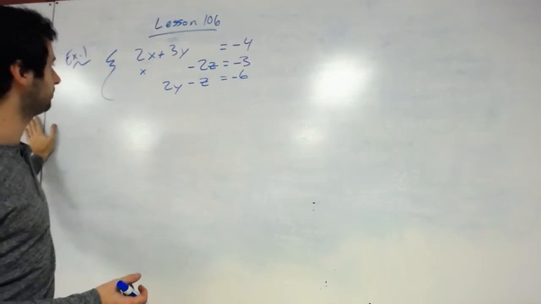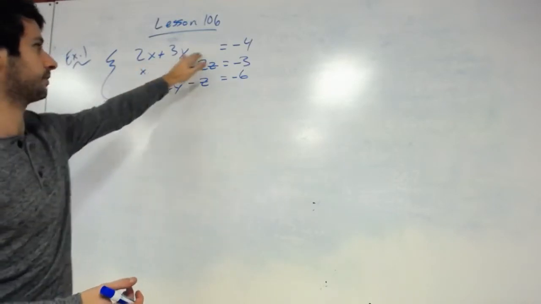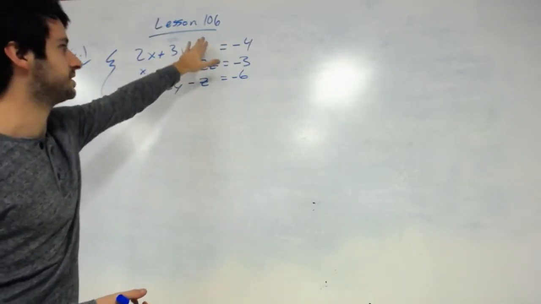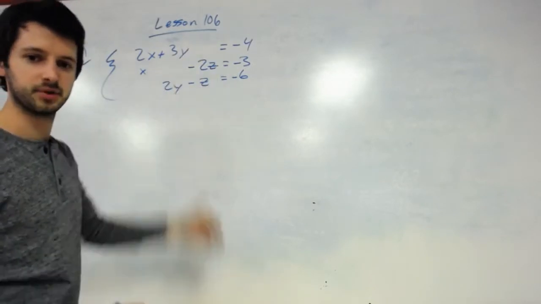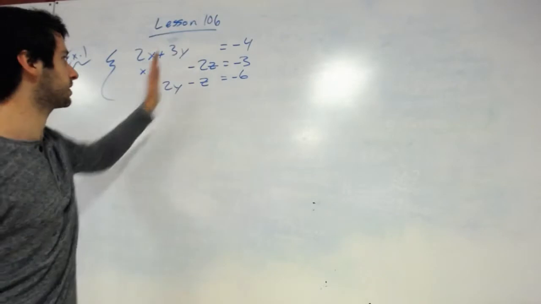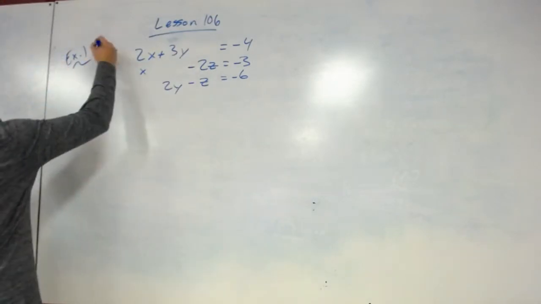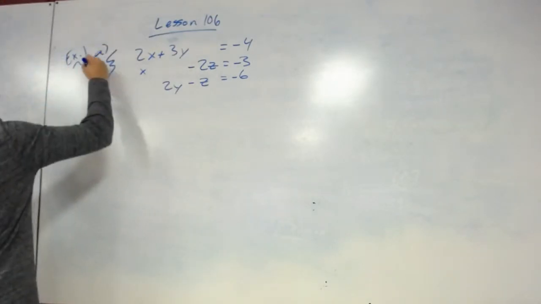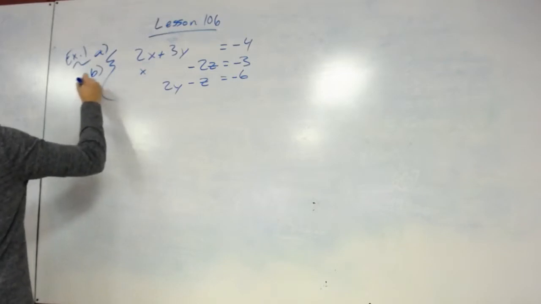Because it gave me 2x plus 3y equals -4, so it didn't give me a z here. I could say plus 0z if I wanted to, however you want to do it, but I want to make sure all my numbers are in a column, or my letters. I'm going to call these equations A, B, and C.